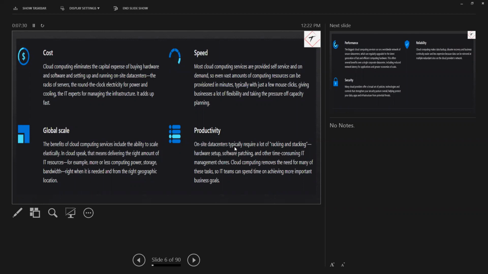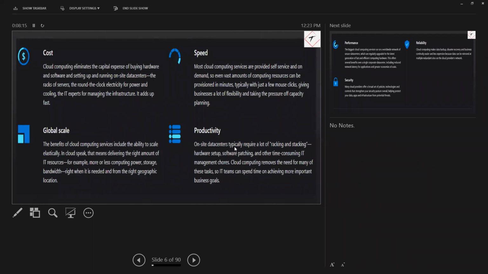So all this can be eliminated by moving to cloud because you're only paying for the service, so you need not spend a huge amount of upfront cost when you are choosing cloud. Speed is also one of the key things which will be covered because, let's say, if you have a lot of inflow of data or you have a lot of customers visiting your site, in a matter of minutes we can increase the resources which are provisioned to them, and this gives you a lot of flexibility and takes the pressure out of capacity planning.